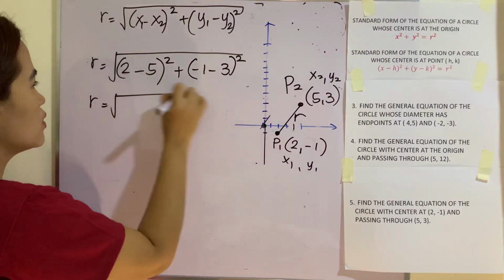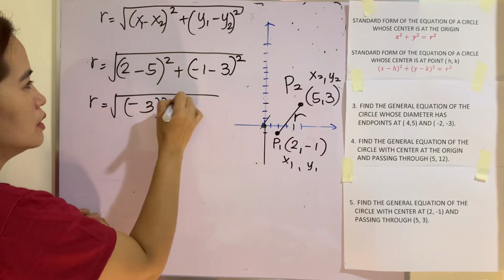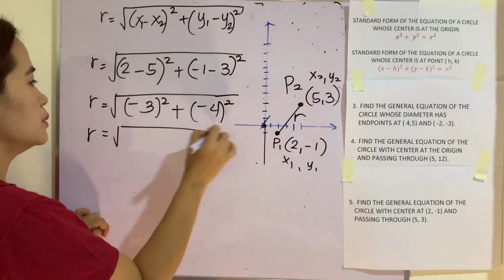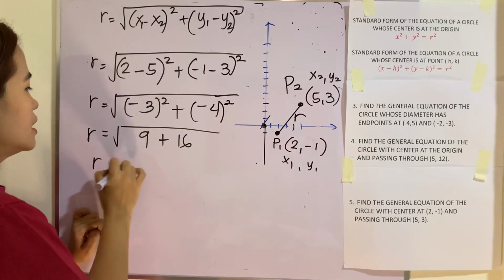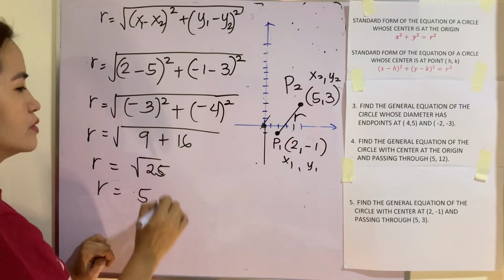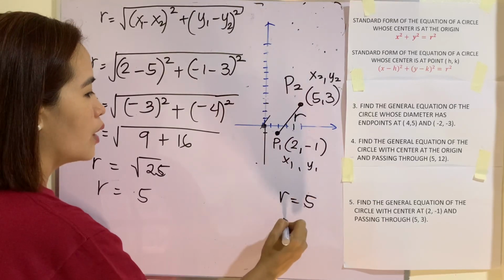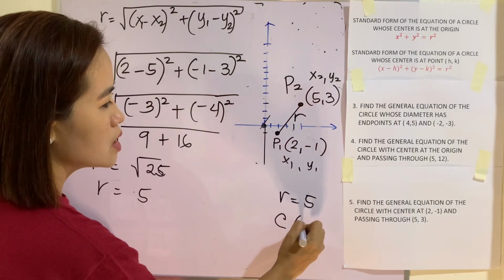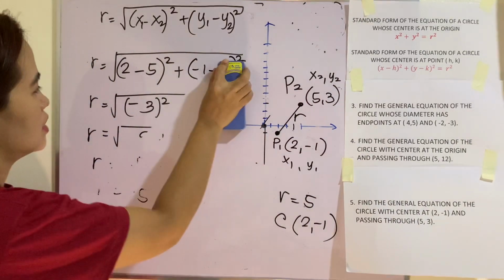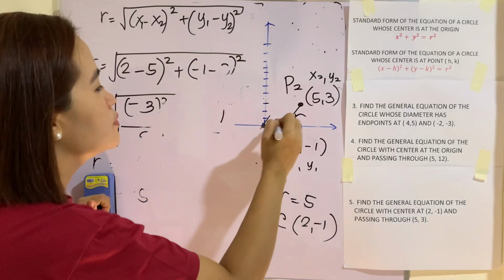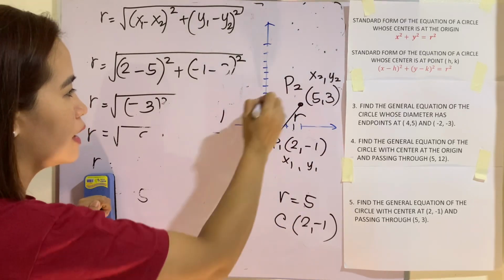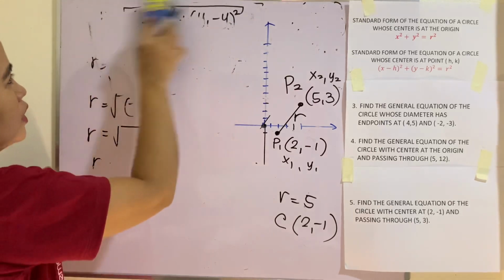So r is equal to the square root of negative 3 squared plus negative 4 squared. This one is equivalent to 9 plus 16. R is equal to the square root of 25. And of course, r is equal to 5. So our r is 5. Our center is at point (2, negative 1). Let us now find the equation of this circle. Again, if you will be drawing this circle, you have to point it out here and then make a compass like that. And then let's find the general equation.